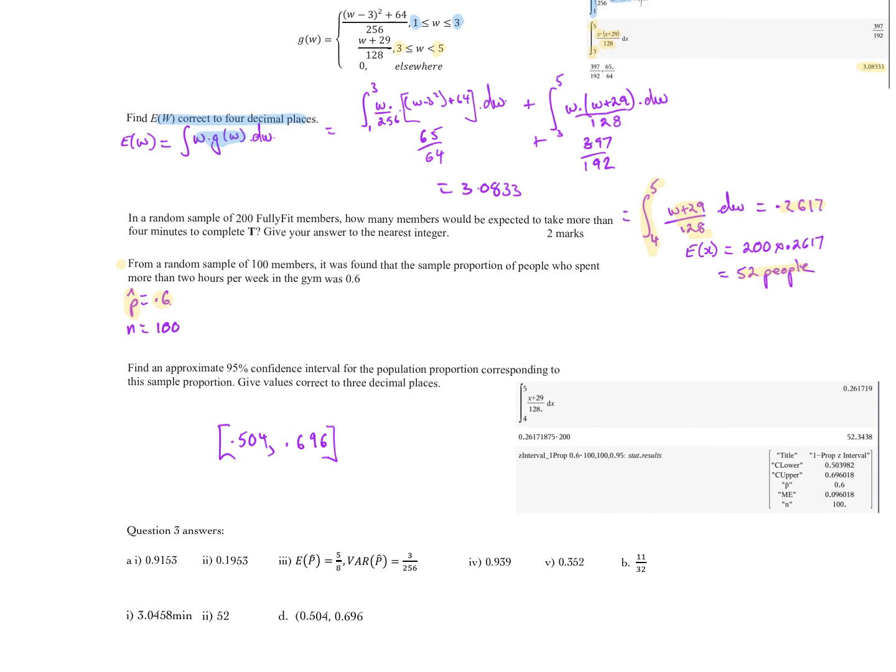So don't forget, my 95% confidence interval is 0.6 minus 1.96 times the square root of 0.6 by 0.4 over n, 0.6 plus 1.96 times the square root of 0.6 by 0.4 over n, yeah? Or we come straight to our calculator and we can get our 0.504, 0.696 straight off the CAS. All right. What's next?